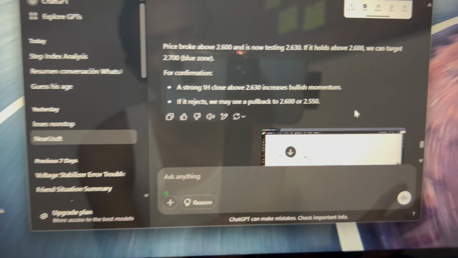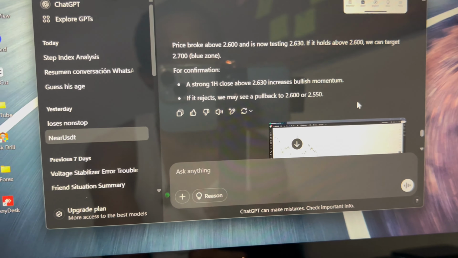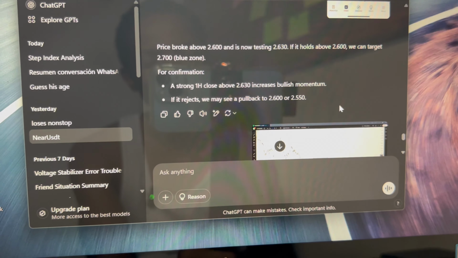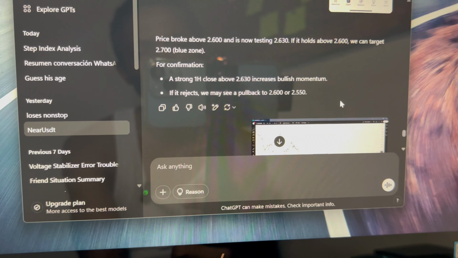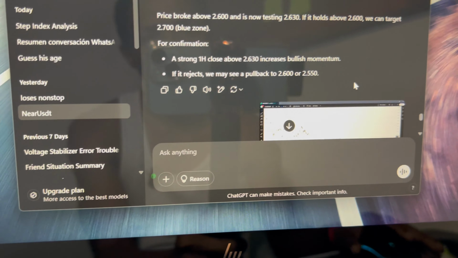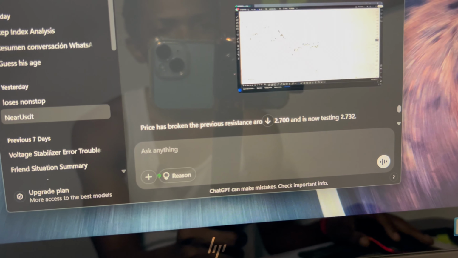But for me, because the 2.600 to 2.700 is not a big gap, I don't want to enter the trade because it won't give me good profit. So that's why I didn't really put my mind on it.